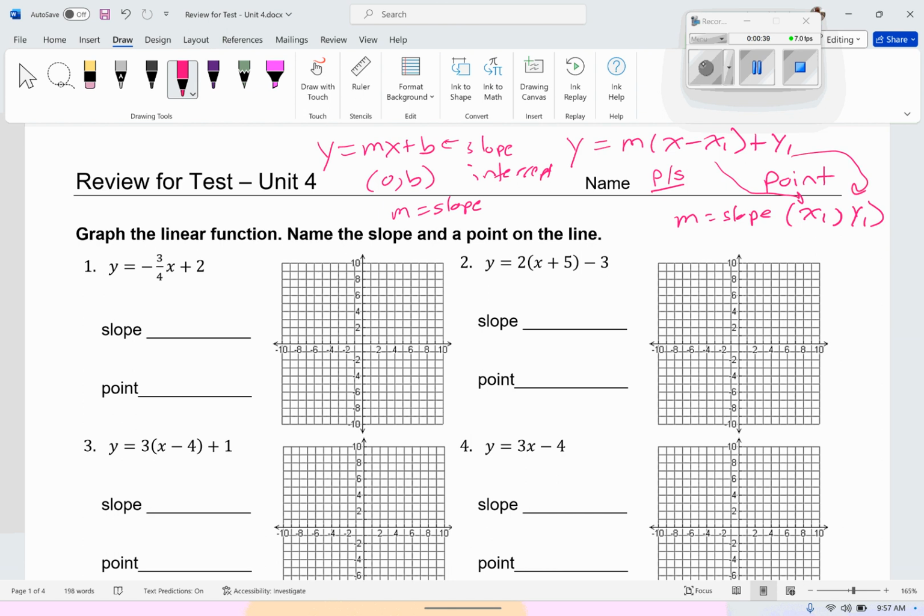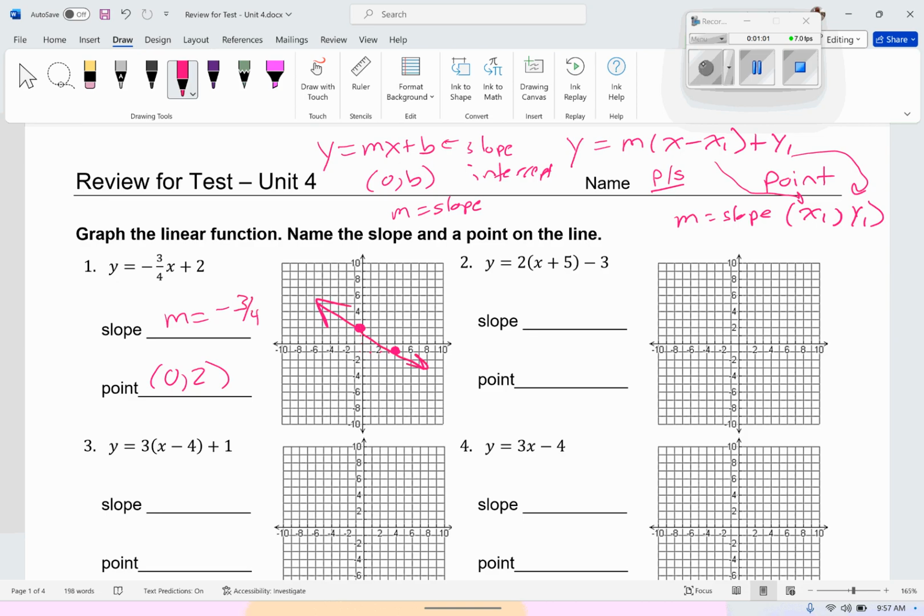So this first one's in slope-intercept form. So we have a point at 0, comma 2, which is right there. And I have a slope of negative 3/4. So from the point I just made, I'm going to go down 3, right 4. And connect the dots. Make yourself a straight line, arrow on both sides.